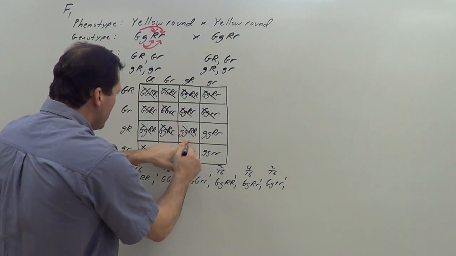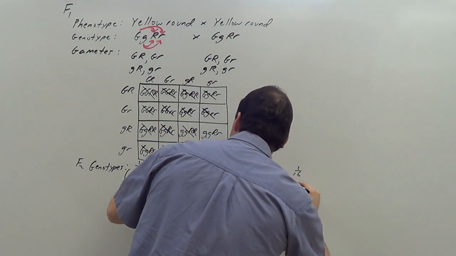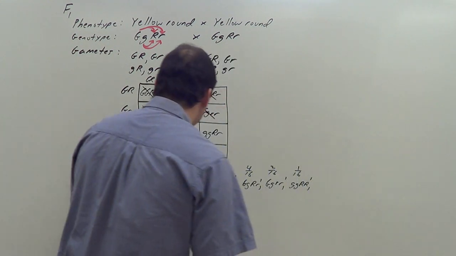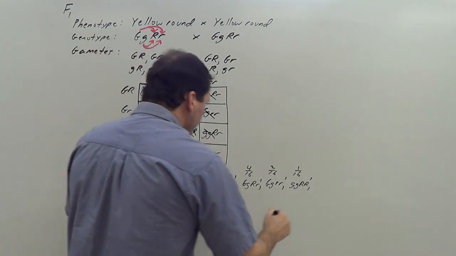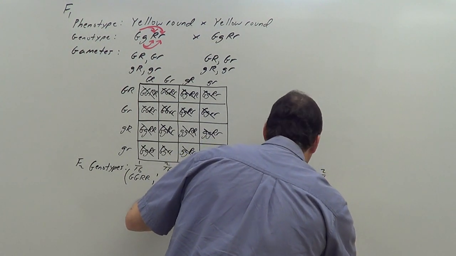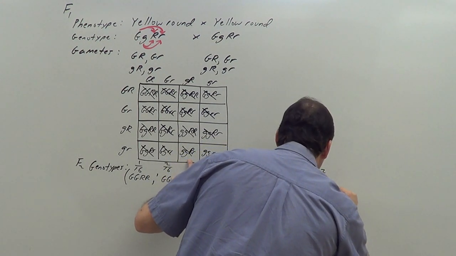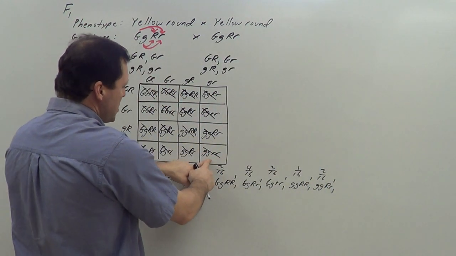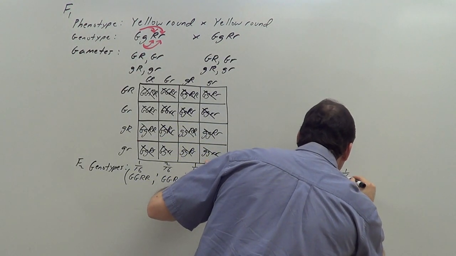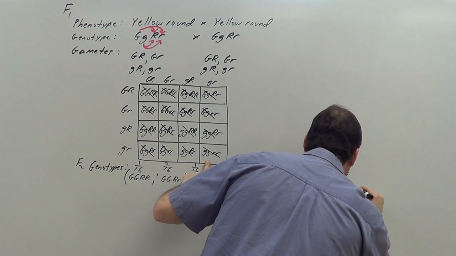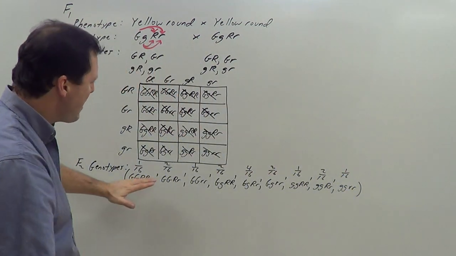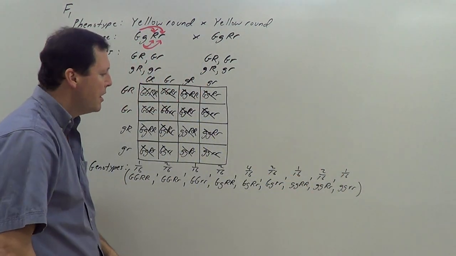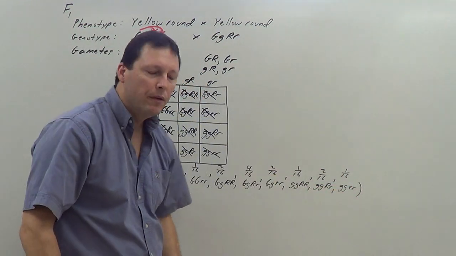Do this guy next. 1/16 is going to be lowercase g, uppercase R, uppercase R. 2/16 could be lowercase g, uppercase R, lowercase r, and finally double homozygous recessive, 1/16 lowercase g, lowercase g, lowercase r, lowercase r. So those are all my genotypes, all the different possible genotypes and the frequency at which they would occur.